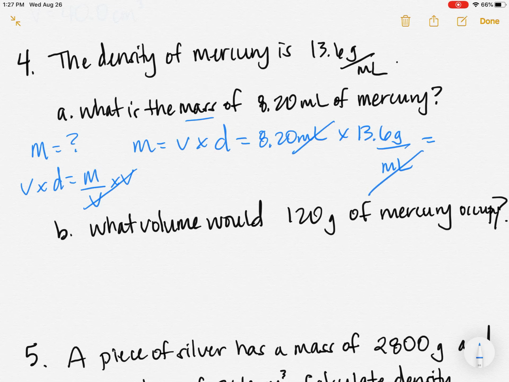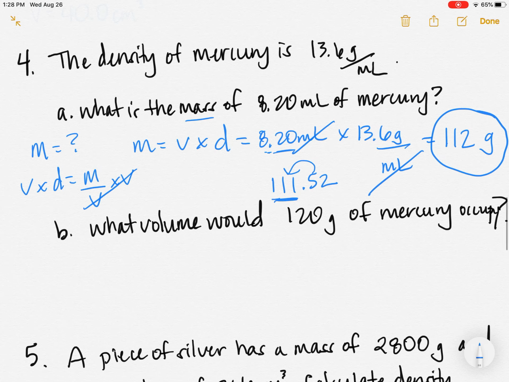My milliliters should cancel, right? 1 in the numerator, 1 in the denominator, leaving me with a unit of grams. I have 3 sig figs, 3 sig figs, so whatever number this comes out to be, I want to round it to 3 sig figs. My calculator tells me it's 111.52. That's 5 sig figs. I'm interested in the first 3, but that 5 will round it up. So this should be reported as 112 grams.